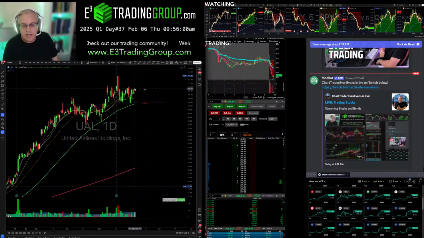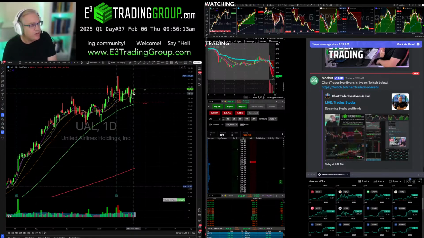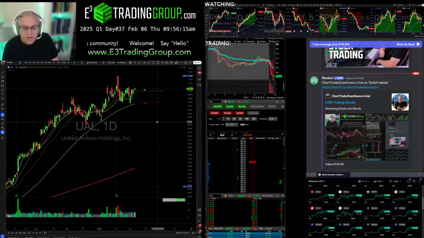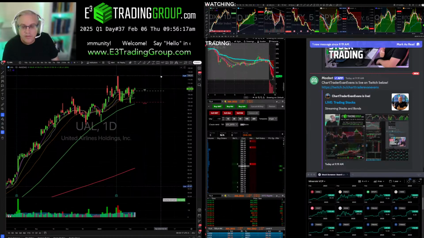It's the same entry. Except you could probably put your stop underneath the prior day's low. So that gives you about $2.50 of risk. And I think that's about the average size. So you'd have to go 4-to-1. Let's see.